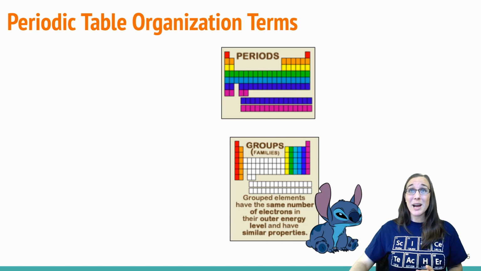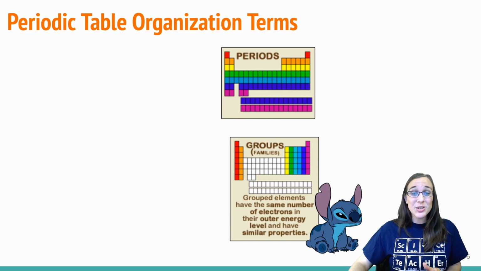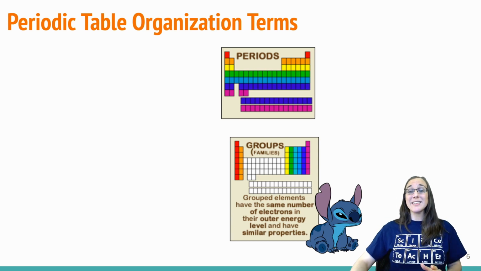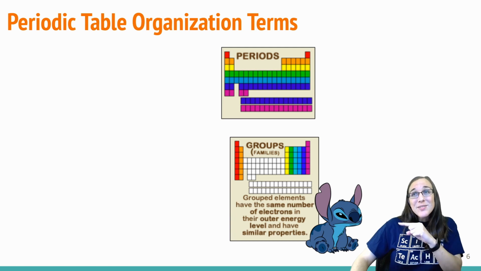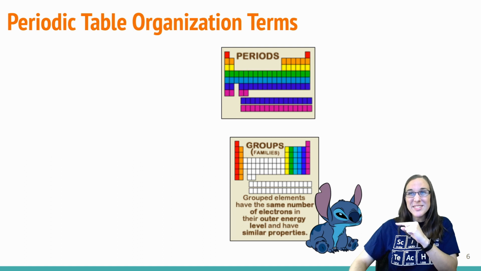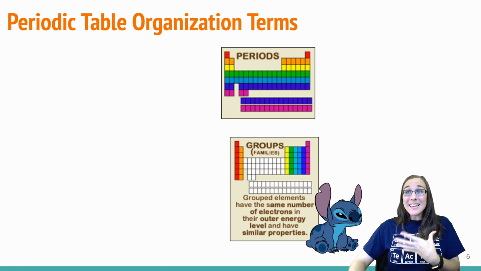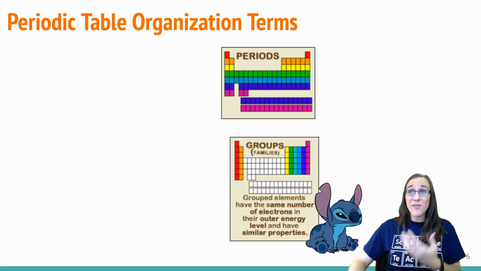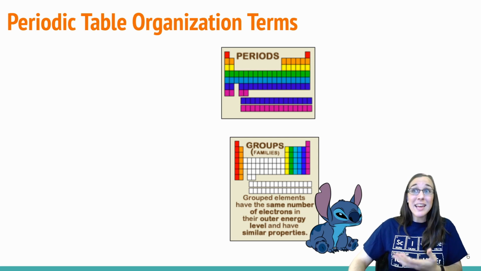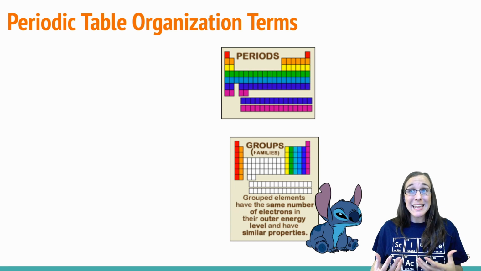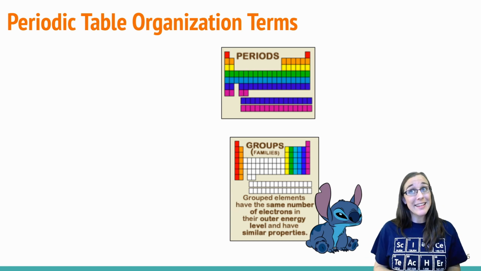But for right now, we're going to jump right in with our organizational terms for the periodic table. So we've got our little Stitch friend right here, and he's so cute. Look at him, he's all stubborn and he's all upset and whatnot. But he's there because he's representing a group or a family. So just like Stitch would say, ohana means family, and family means nobody gets left behind or forgotten.